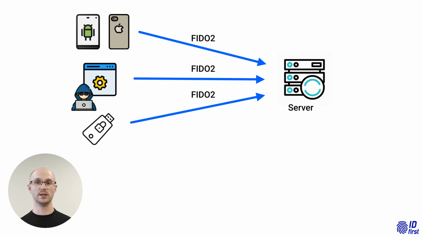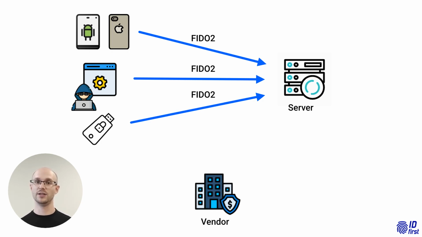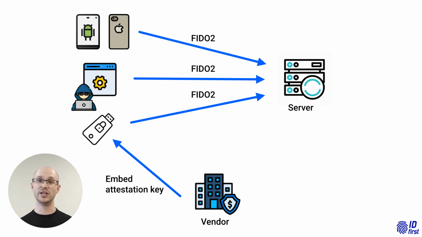Here's how it works. During manufacturing, the authenticator vendor adds a unique key to the device, kind of like a digital fingerprint. For example, they might use a secure element that can only be programmed with this key once. When the authenticator runs the registration operation, it sends not just the usual data, but also a special signature created using this key. This signature proves the device is genuine. The server checks the signature, identifies the device, and can block devices from untrusted vendors.